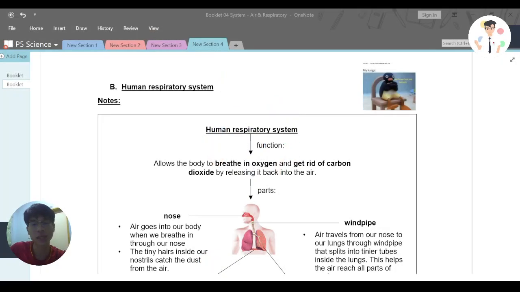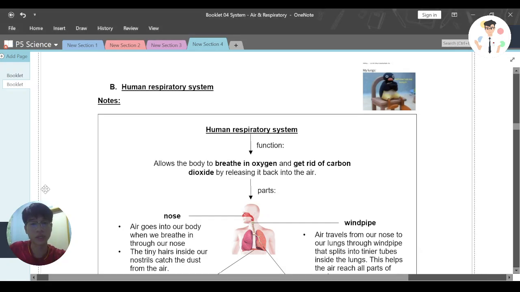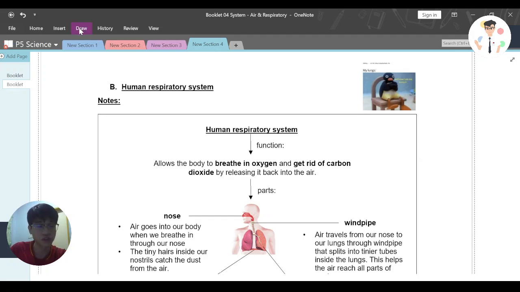Welcome back to Digital Class, and now we're looking at the human respiratory system. Again, the human respiratory system is something that we have learned in our revision notes, and now it's very important that we look at this topic again with a deeper insight.